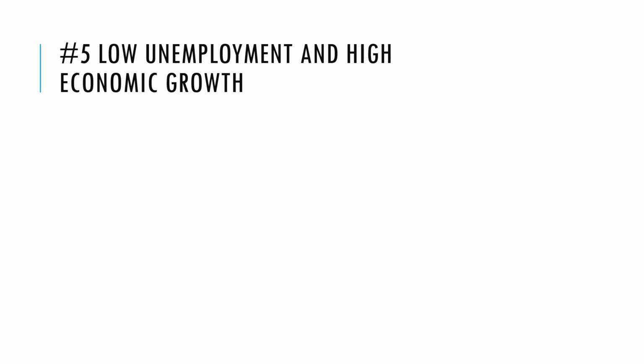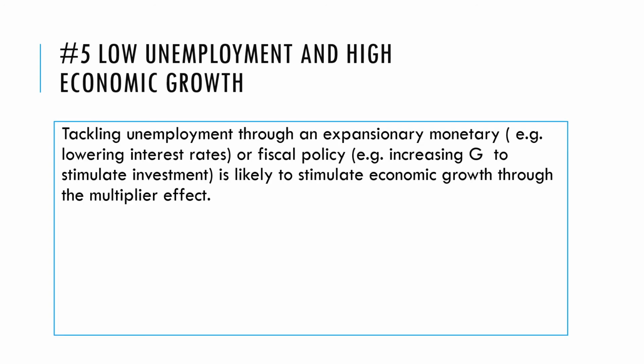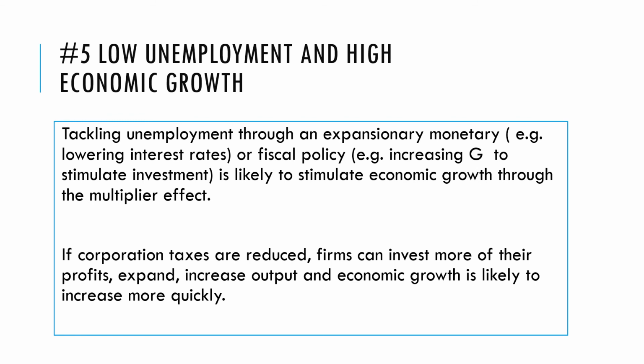Okay, number 5 is low unemployment and high economic growth. Well, an expansionary monetary policy or an expansionary fiscal policy to try and tackle low economic growth and increase the level of economic growth would also see more being produced and that should result in more employment. So we would say that these are likely to be compatible objectives.